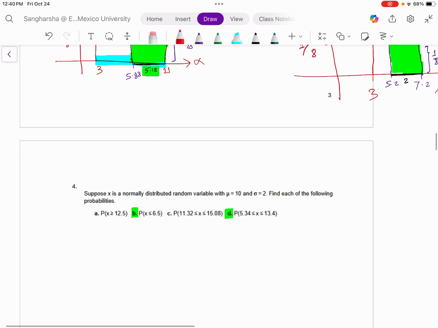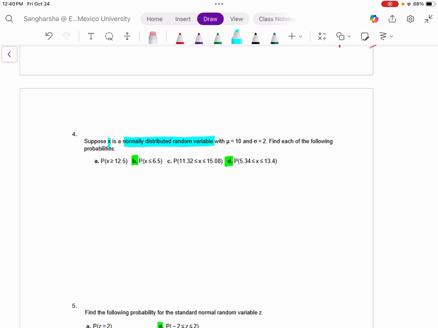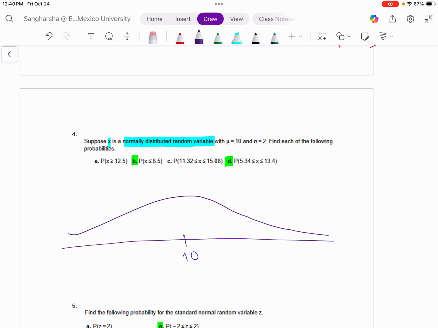The next one here, number 4, our x is a normally distributed random variable. Whenever you see a normal distribution, at first you start by drawing a bell-shaped curve. So we have this bell-shaped curve, you locate your mean. Our mean is 10, standard deviation is 2. In part B, we are asked to find the probability that x takes a value less than or equal to 6.5. So let's say 6.5 is here.